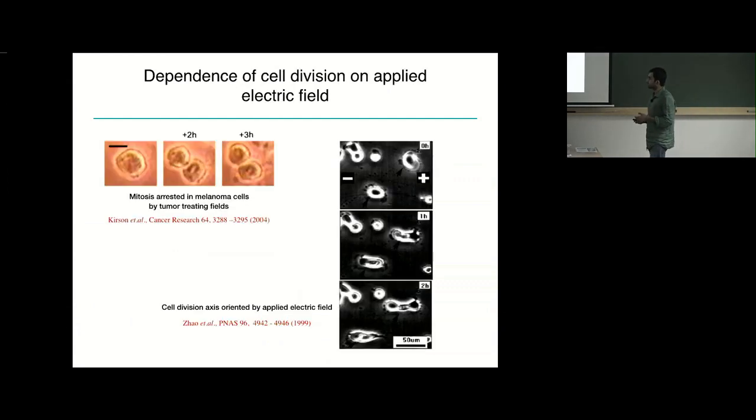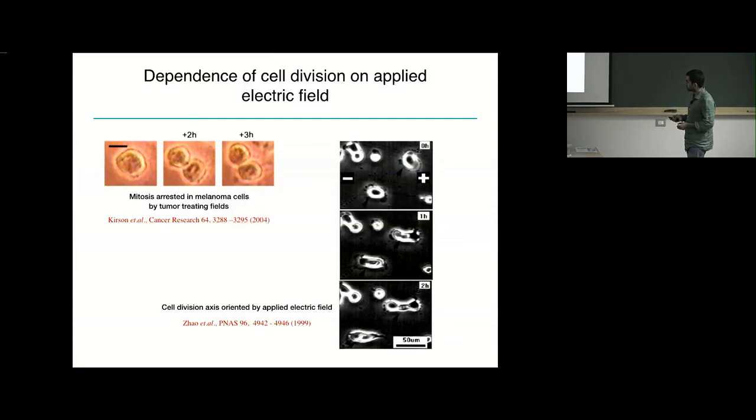Also, the tissue properties depend on electric field. There is an experiment which shows that these melanoma cells from humans were treated using a tumor treating field, an electric field, as an AC current, and they show that the cell division gets arrested. So the mitosis of these melanoma cells gets arrested at this position after 2 hours, and after 3 hours, they still find it in the same position. So basically, it cannot divide anymore.